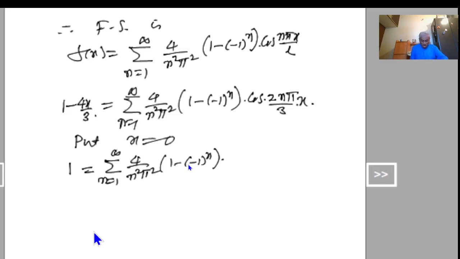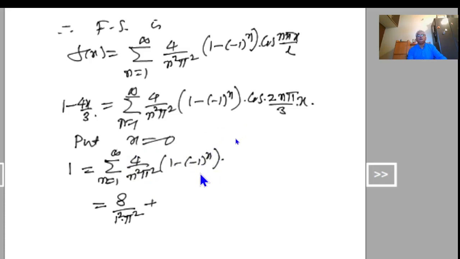Now, substituting n equal to 1, 2, 3, 4. If I put n equal to 1, this becomes minus 1 to the power of 1, which is minus 1. Minus into minus is plus 1, so 1 plus 1 is 2, 2 into 4 is 8, giving 8 by 1 square pi square, plus. If I put n equal to 2, this becomes 1, and 1 minus 1 is 0, so for n equal to 2 this term becomes 0.